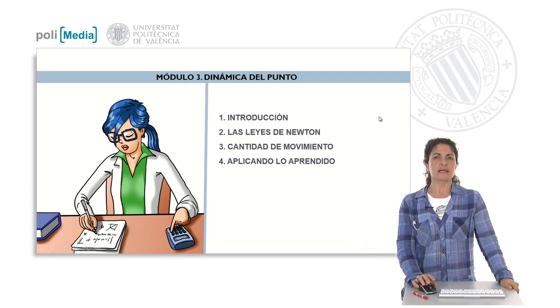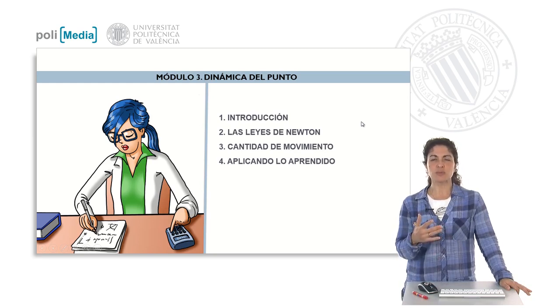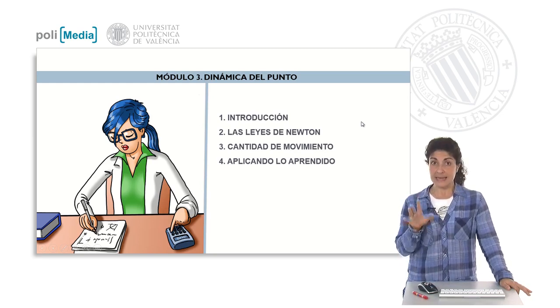We do not have to forget that during the 2 previous modules, what we have approached has been the kinematic study of the movement of the bodies. I mean, in that study, what we have done has been to analyze from a descriptive point of view simply how the bodies were moving.